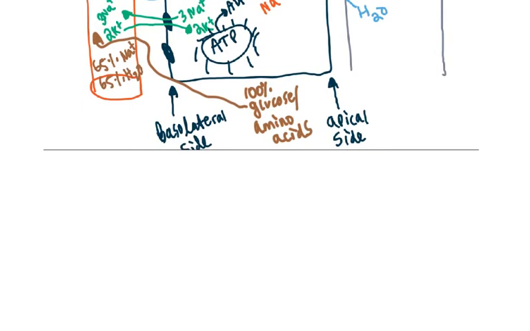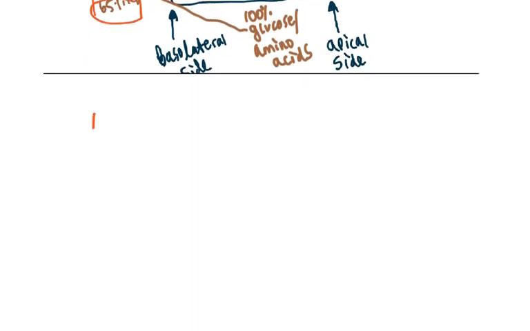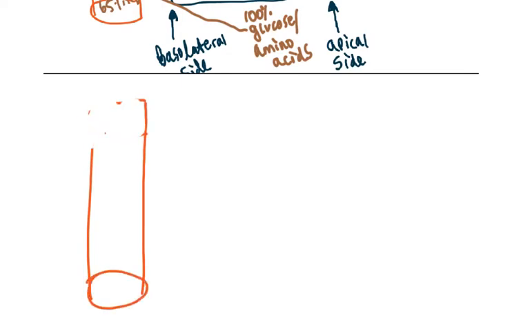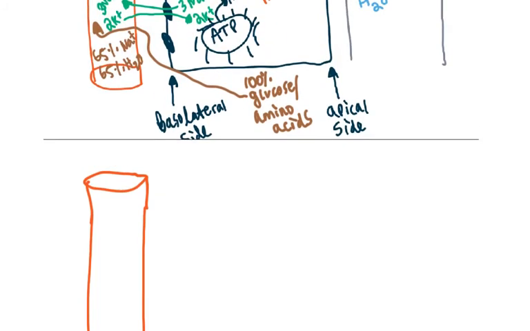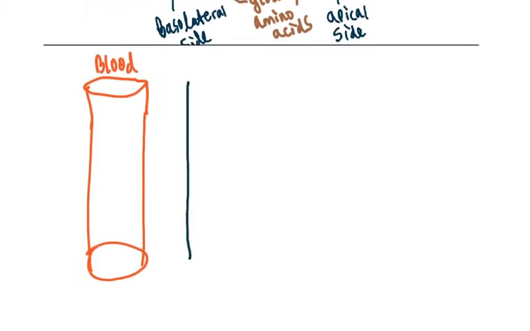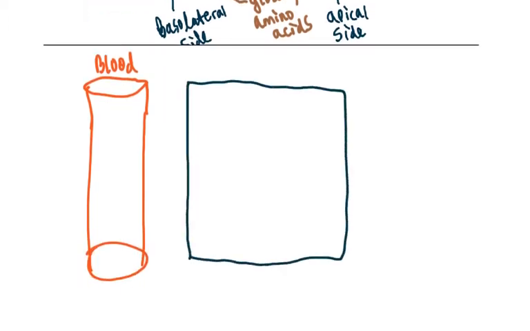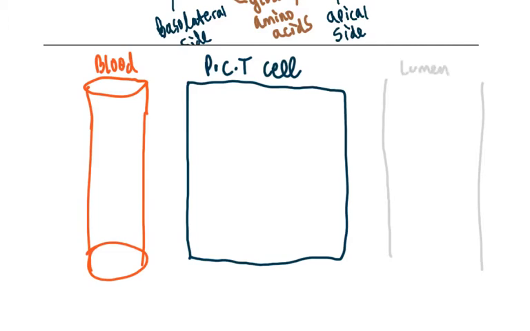So let's pretty much just draw the same thing. Let's draw a blood vessel here. This is our blood vessel, a pretty horrible looking blood vessel, so let me try to make it a little bit more like a cylinder shape. It's going to be our blood. And then we just have to draw our proximal convoluted tubule cell, and label that. And then we can draw the lumen of our proximal convoluted tubule in our nephron.